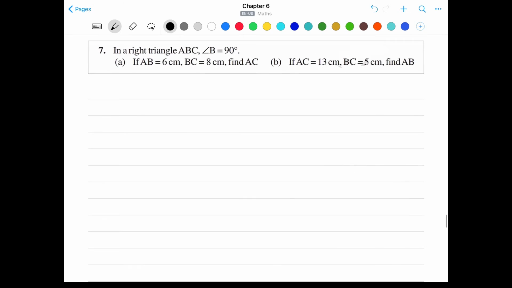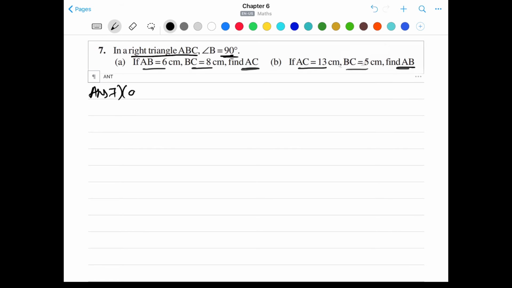Now moving to the next question, question number 7. We have here a right triangle ABC, right angled at B, that is angle B is equal to 90 degrees, and we are given the length of the other two sides, that is AB is equal to 6 cm, BC is equal to 8 cm. We have to find the length of AC. Similarly in the second one, we are given the length of AC and BC, and we have to find the length of the side AB. It's given that this is a right triangle, right angled at B. So let's start the answer to number 7, part A.